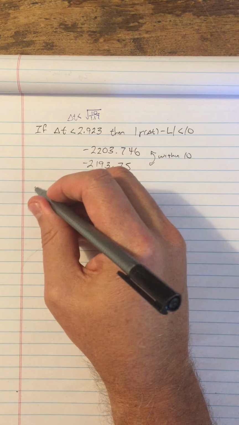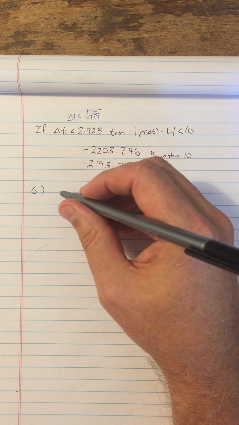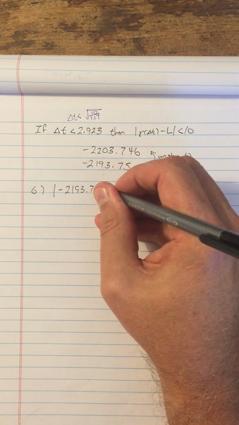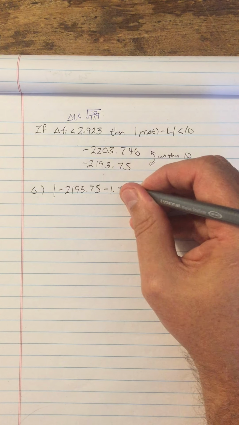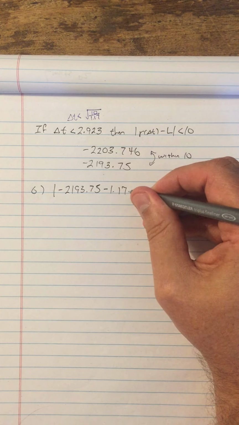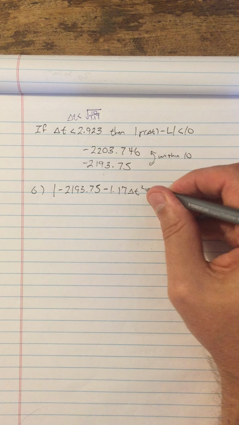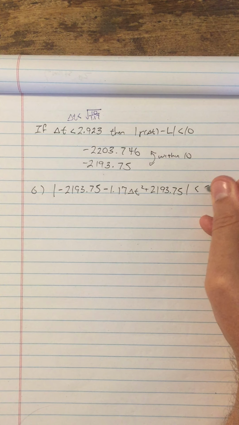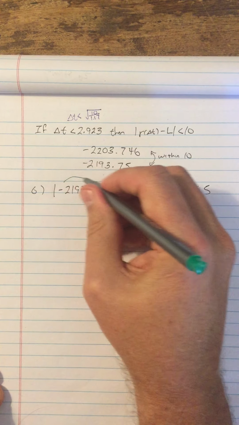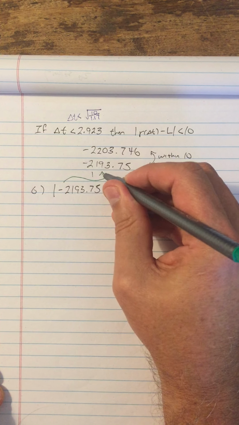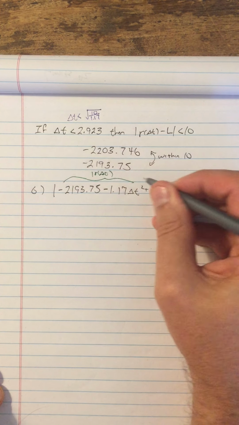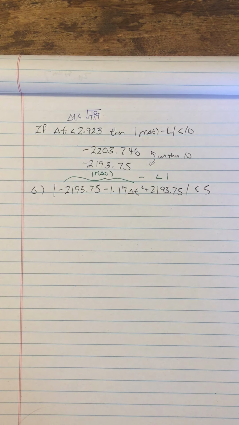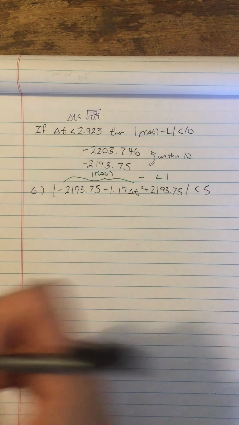So this is number 6. We're still going to solve it; I'll still write this part out: negative 2193.75, and eventually we can dispense with some of this, minus 1.17 delta t squared plus 2193.75, is less than 5, all right? And that's my absolute value of r of delta t minus L, and L was a negative number, so that's why we ended up with a positive there. All right, less than 5, that's what we're doing.